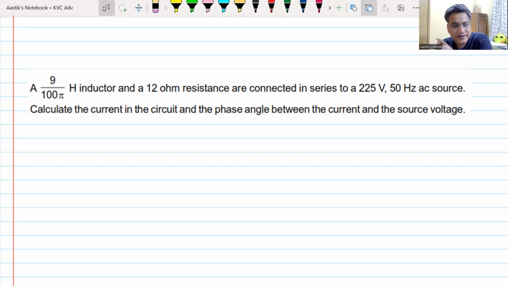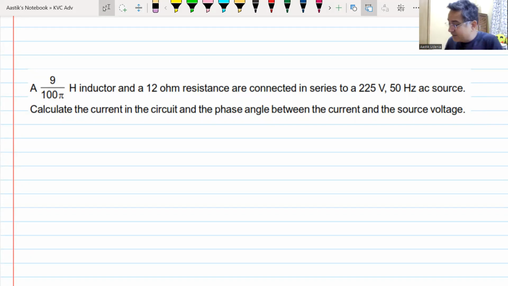A 9 by 100 pi, why is it given? So that you know the value of omega L comes good. And a 12 ohm resistance, as soon as you see 12 ohm, you should be able to understand what the other one will be. The inductor and the resistance of 12 ohm are connected in series to a 225 volt 50 hertz AC source. Calculate the current in the circuit, the RMS value, and the phase angle between the current and the voltage source. Who is leading, who is lagging? You have 2 minutes to show your talents, else I will show mine.